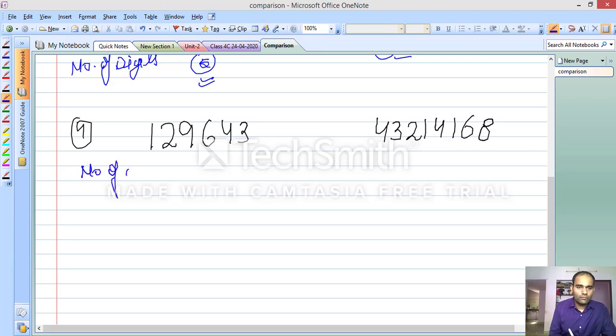Okay, count. 1 2 3 4 5 6. Number of digits is 6. Count here. 1 2 3 4 5 6 7 8. Number of digits is 8. So which number should be greater? This number should be greater. Okay, now let's take another example.